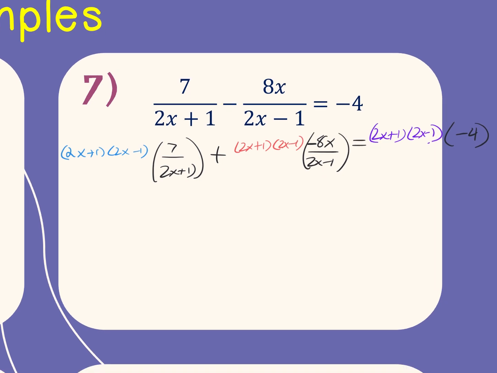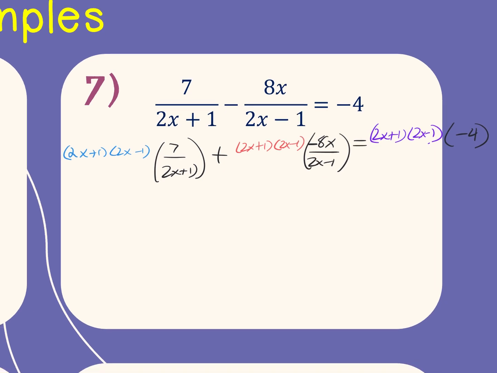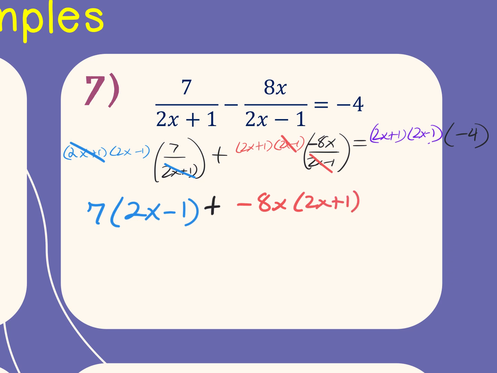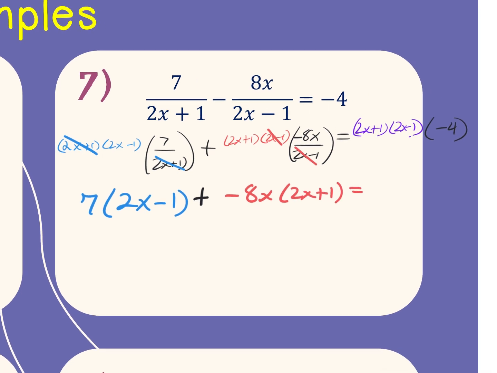So now what I'm going to do here is look to see what's going to cancel out. So the 2x plus 1 cancels. So here I'm just distributing the 7 to the 2x minus 1. Here the 2x minus 1 cancels. So then I'm going to distribute the 8x to the 2x plus 1. And then for the last one, nothing cancels. So I'm going to FOIL this first, and then I'm going to distribute the negative 4.